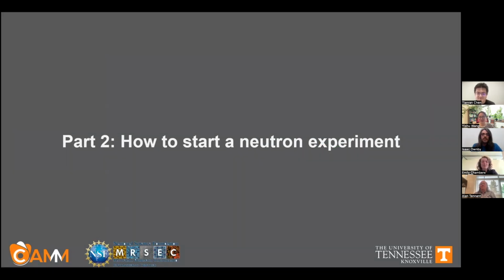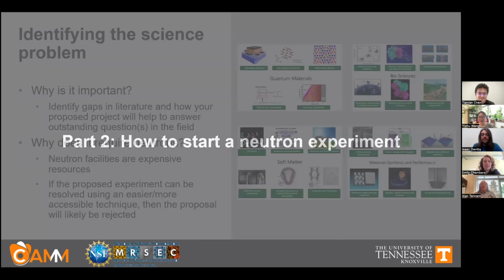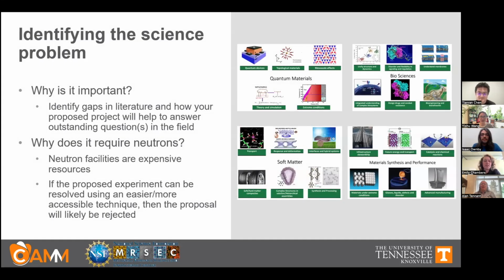Hi, everyone. I'm Emily, and I'm going to introduce how you can start a neutron experiment. First, as Dr. Tennant mentioned, we know that neutrons are valuable national resources and expensive facilities. So in preparing your proposal, we want to properly identify the science problem that you are aiming to tackle in your proposed experiment. One of the ways to do this is to identify any gaps in the literature and how your proposed project will help to answer any of the outstanding questions in the field.